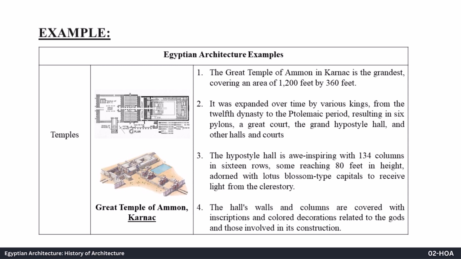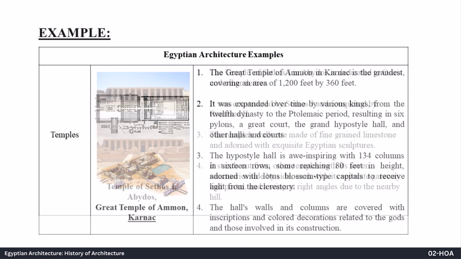The Hypostyle Hall is awe-inspiring, with 134 columns in 16 rows, some reaching 80 feet in height, adorned with lotus blossom-type capitals to receive light from the clerestory. The hall's walls and columns are covered with inscriptions and colored decorations related to the gods and those involved in its construction.